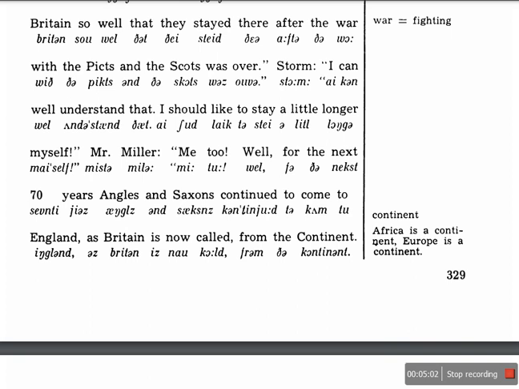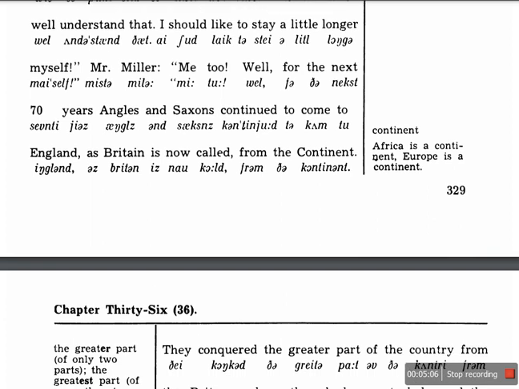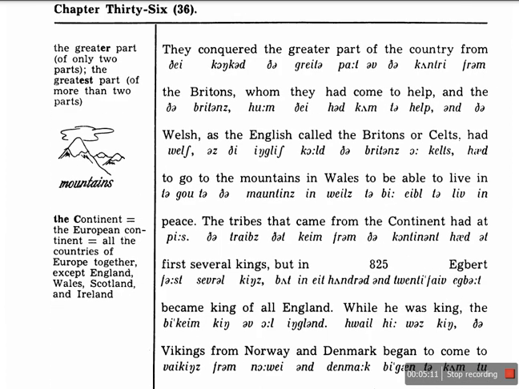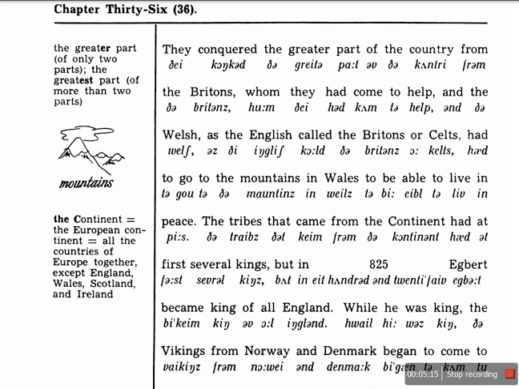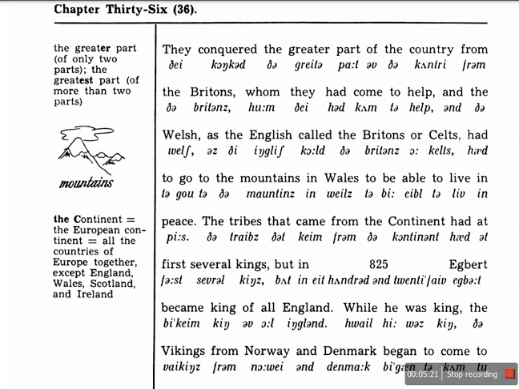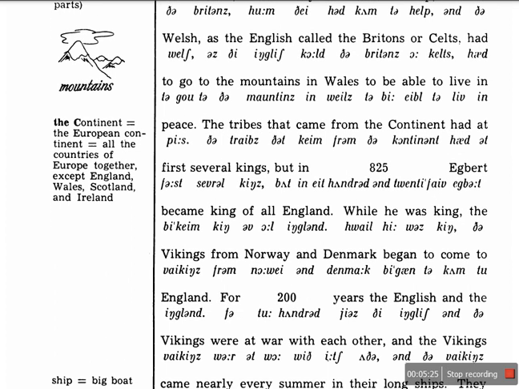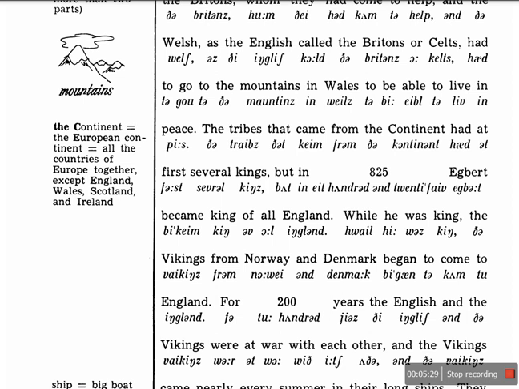Well, for the next 70 years, Angles and Saxons continued to come to England, as Britain is now called, from the continent. They conquered the greater part of the country from the Britons, whom they had come to help, and the Welsh, as the English called the Britons or Celts, had to go to the mountains in Wales to be able to live in peace.